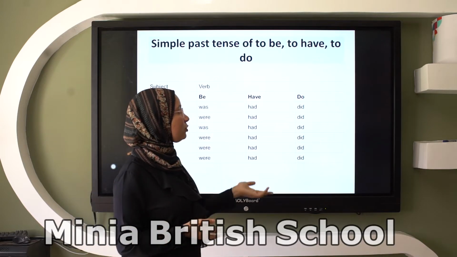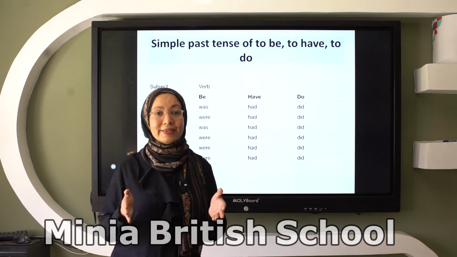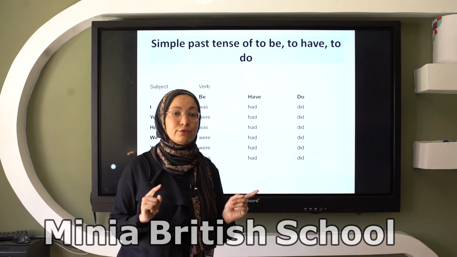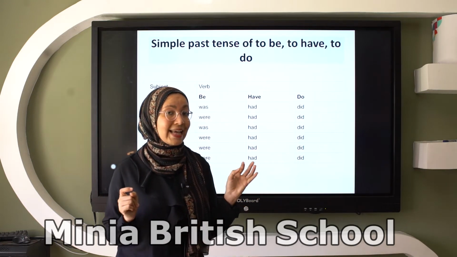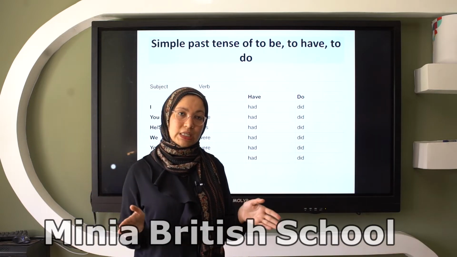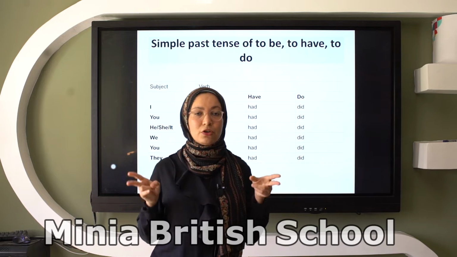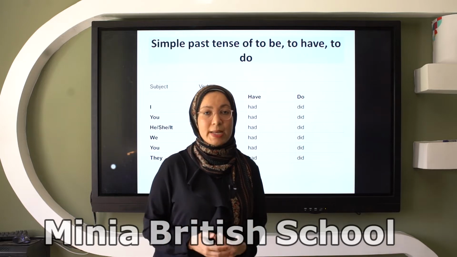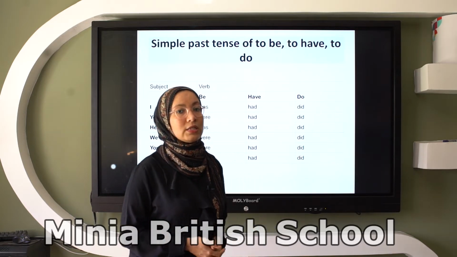And for verb to do, it's also did. By the way, you have to differentiate between verb to do as an auxiliary verb, for which we use did and didn't in the sentence, and the verb to do as a main verb in the sentence. And we have an example for this to clarify this point.